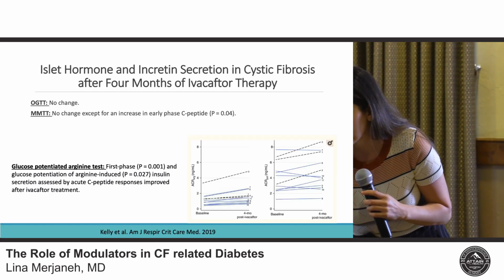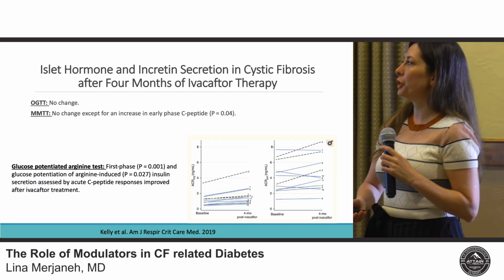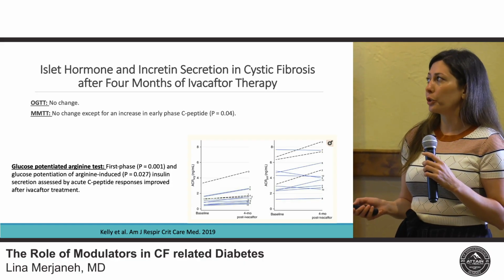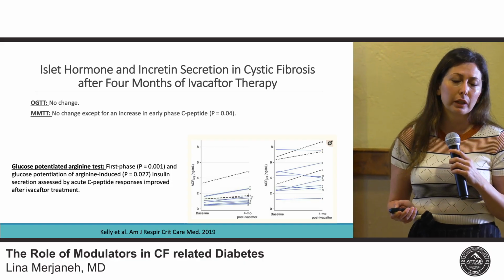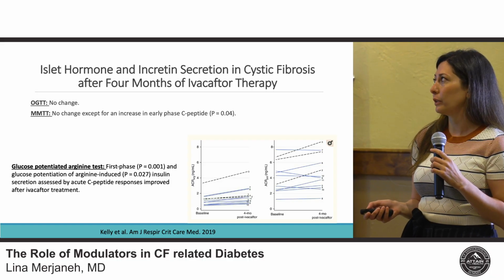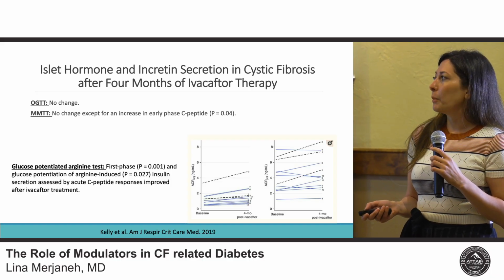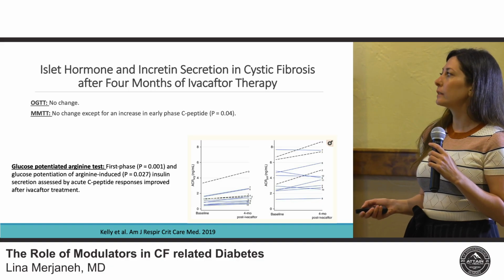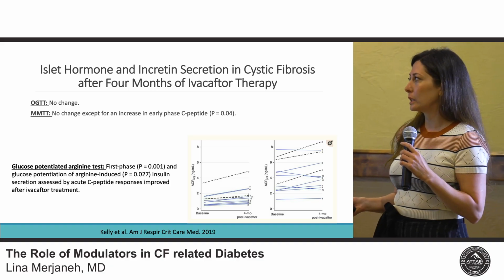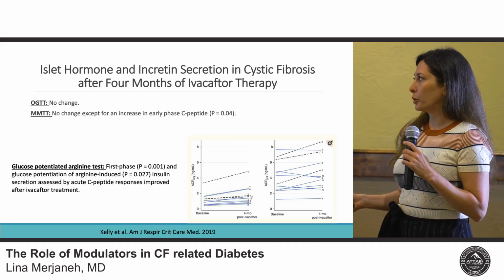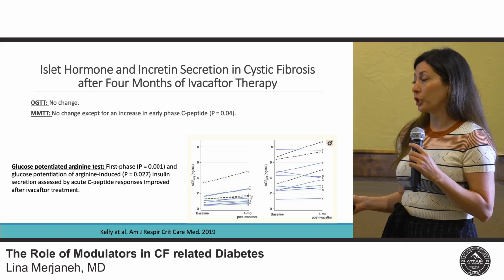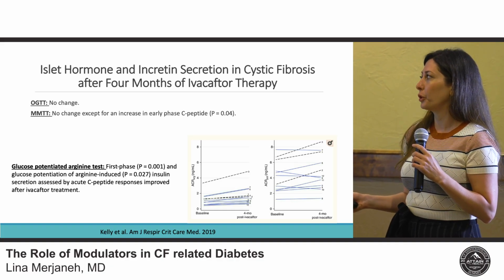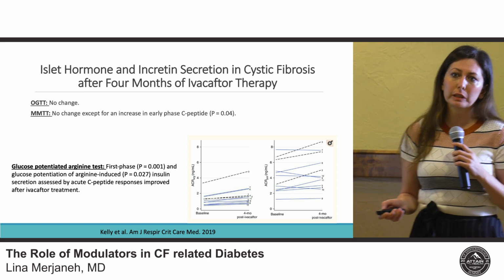With OGTTs and mixed meal tolerance testing, they found no changes from before to after, except for an increase in early phase C peptides. But with the glucose potentiated arginine test, they found that the first phase and the glucose potentiation of the arginine-induced C-peptide response improved from before to after ivacaftor treatment.